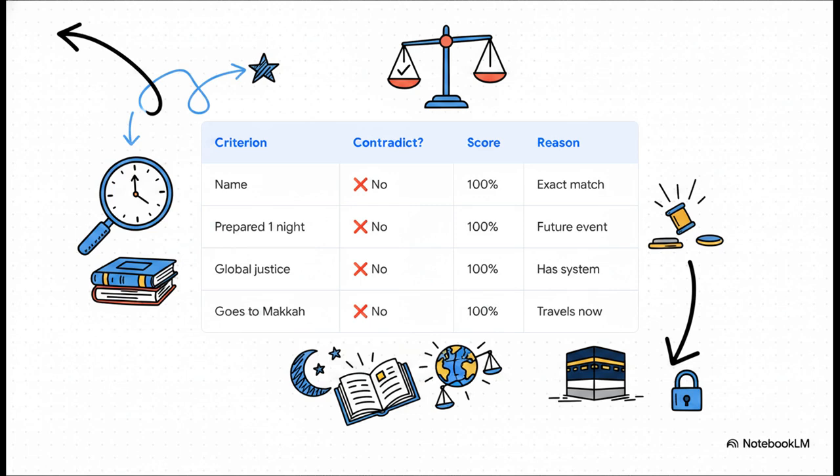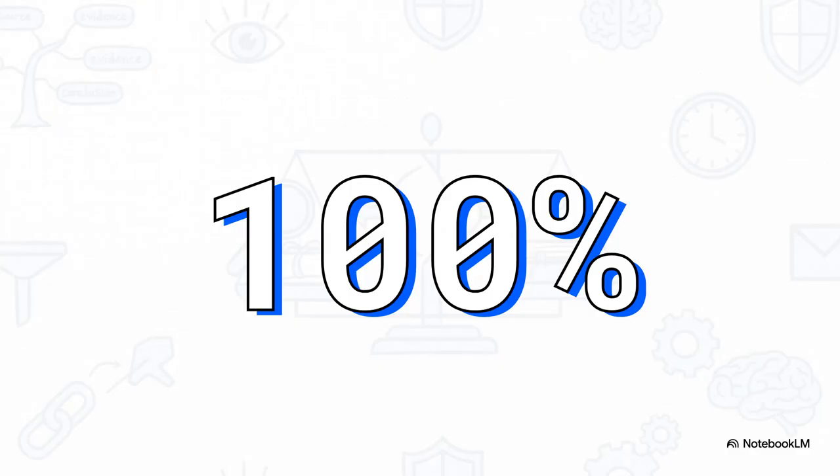Fills the earth with justice? The subject operates a global justice system right now, and the culmination of that is a future event. Again, no contradiction. Goes to Mecca? He already travels there. You see, by simply refusing to penalize the present for the unfinished future, every single valid criterion locks in perfectly without a single contradiction. And that brings us to the final recalculated score. A perfect 100%. This is exactly how an analyst's journey concludes when strict, unwavering logic is applied to historical claims.